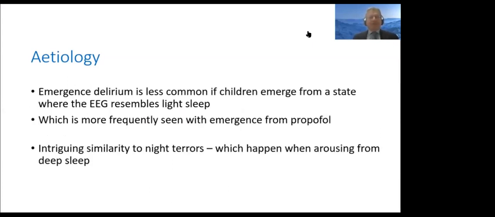Emergence delirium is interestingly less common if a child emerges from a state where the EEG represents light sleep. This is more frequently seen in emergence from propofol. Intriguingly, emergence delirium is quite similar to night terrors and in some ways have similar EEG patterns. Night terrors occur when the child is aroused from deep sleep.